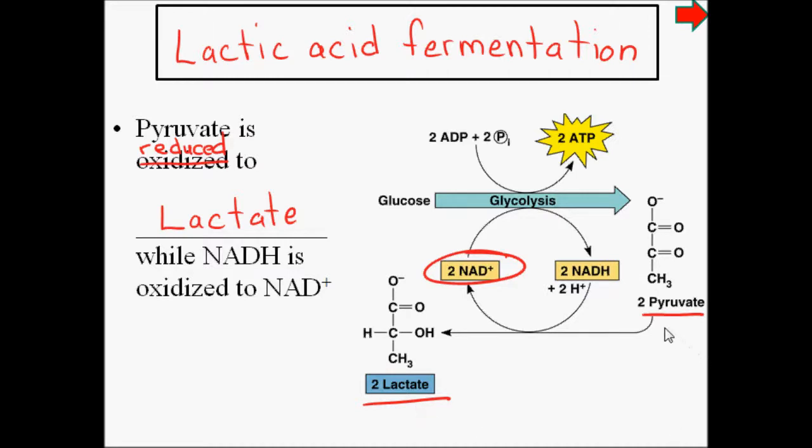So pyruvate is going to be broken down to lactate. And this is an oxidation reduction reaction. So the pyruvate is actually reduced to lactate. And notice there is an error on the notes. Please cross out oxidized and put in reduced. And in the meantime, NADH is going to be oxidized back to NAD+. And so that will be restored so glycolysis can continue, again in the absence of oxygen, to produce this small amount of ATP.